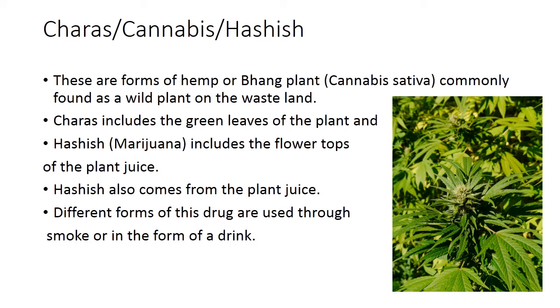The name of the next drug is churs. It is also called cannabis or hashish. These are forms of the hemp or bhang plant. Cannabis sativa is the biological name of the bhang plant, commonly found as a wild plant on wasteland. Churs includes the green leaves of the plant, and hashish includes the flower tops of the plant. Hashish also comes from plant juice. Different forms of this drug are used through smoke or in the form of a drink.